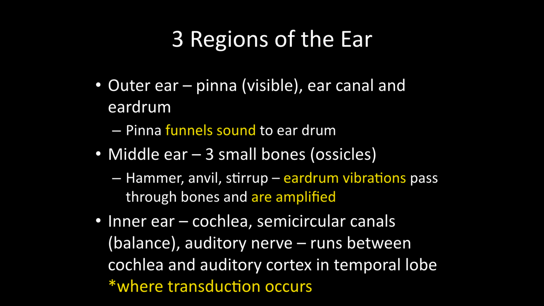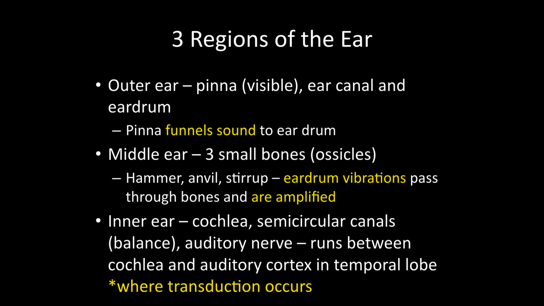The middle ear is made up of three tiny bones that we're going to learn about called ossicles. And the job of the middle ear is to pass on these vibrations and amplify them into the inner ear, which is where the magic happens. It's where transduction happens. There's a structure in the inner ear called the cochlea that's responsible for taking those vibrations, and tiny little hair cells in the cochlea fire action potentials.